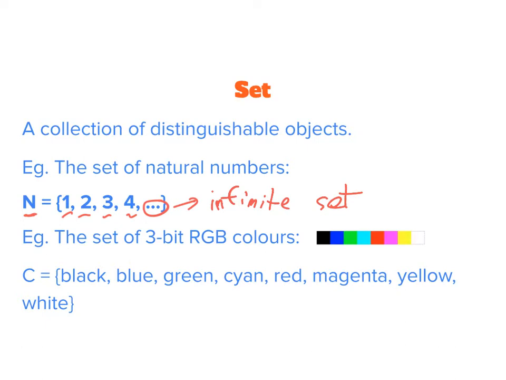The second example I have is the set of 3-bit RGB colors. So you can see those 8 colors on the left. This is something that was used in early computers. I have them listed down below. So again, we have a variable, C. And then we have each of the elements in the set. In this case, it's black, blue, green, cyan, red, magenta, yellow, and white. Now, this is a finite set because it does not contain an infinite amount of things. In this case, it just contains 8 different elements.